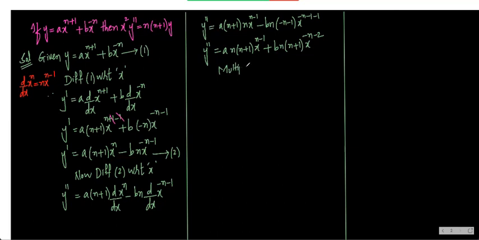Multiply x square on both sides. So we get x square y double dash is equal to a n into n plus 1. ये पूरा कांस्टेंट है, कुछ डिस्टर्ब नहीं करना है. x पावर n minus 1 as it is है, multiplying with n square x square plus b n into n plus 1 तक पूरा कांस्टेंट है.